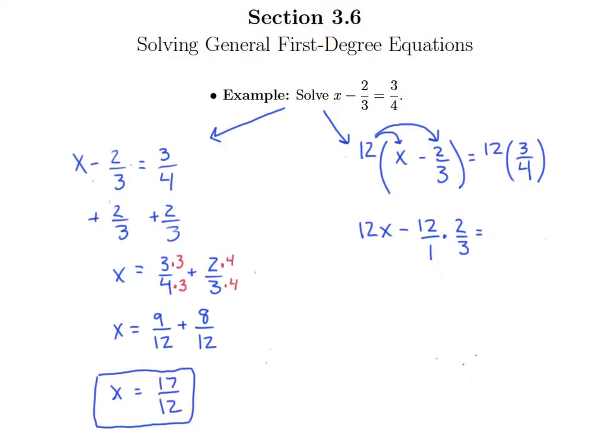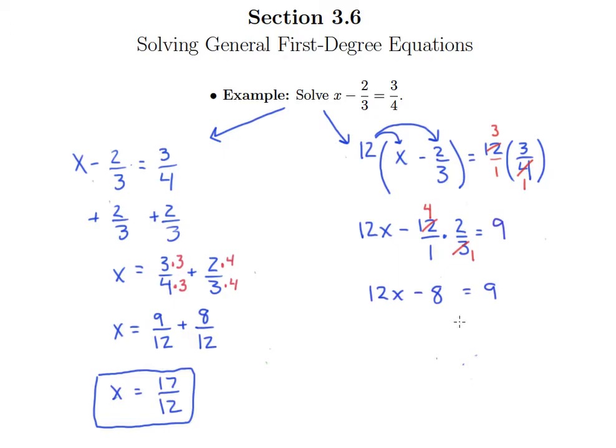And on the right side, I can actually do some reducing right away. This 12 is the same as 12 over 1, so we can cancel out. 12 divided by 4 is 3, 4 divided by 4 is 1. And so on the right side, all we have left is 9. But then we can do some reducing in this second step right here. So 12 divided by 3 is 4, 3 divided by 3 is 1. And so this equation cleans up to 12x minus 8 equals 9.